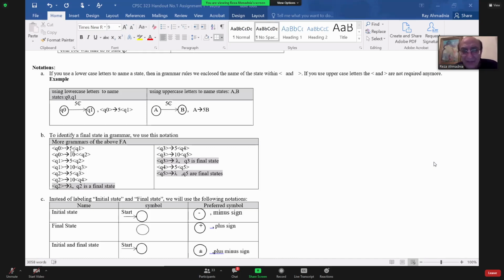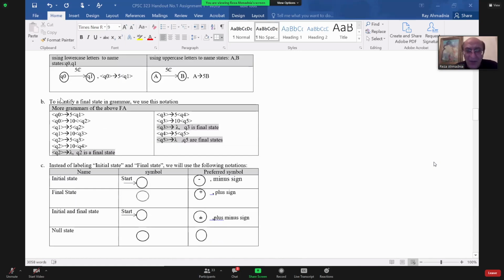Okay, and then one more thing. The first grammar, whatever it is, this one here is the initial state. So we always have to start at the initial state. The first grammar always starts at the initial state here. See here, I don't say anything about who is the initial state. Q0 is the initial state because it is the first grammar.